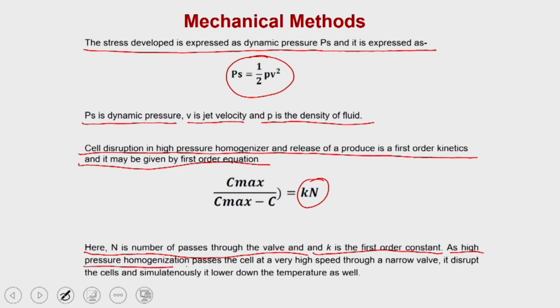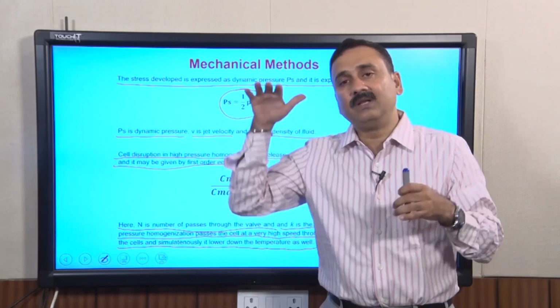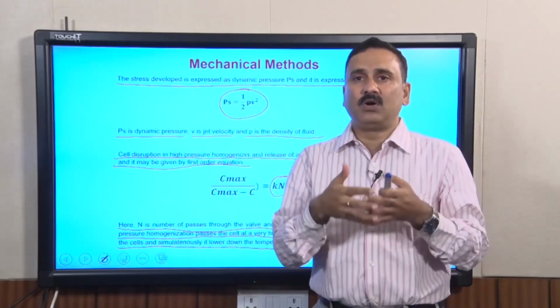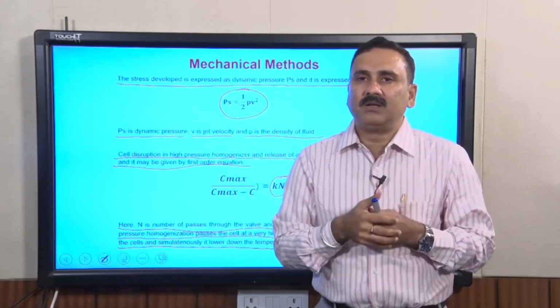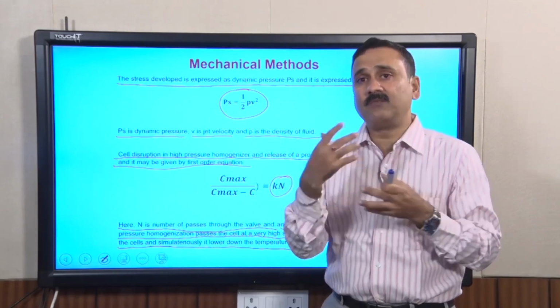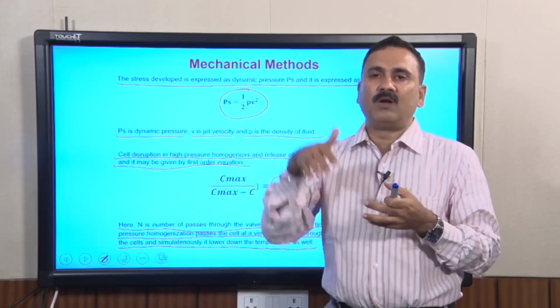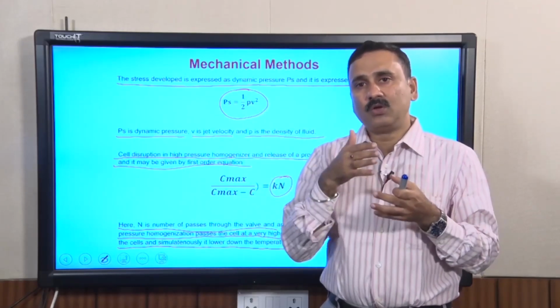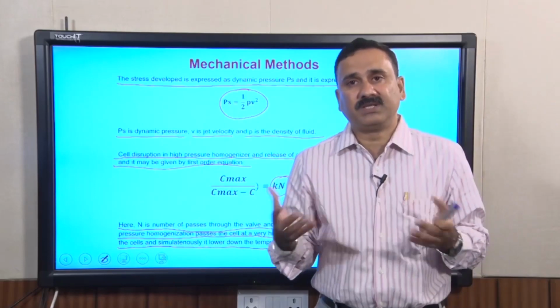As high pressure homogenization passes the cells at a very high speed through a narrow gap, it disrupts the cells, and simultaneously it lowers down the pressure as well. So, that is the advantage. In most of the cases of cell disruption, we have seen that while the process is going on, it is increasing the temperature of the media, because there are friction forces also. Whereas, in these cases, while it is giving the high pressure or passing the liquids through a high pressure, it is also making the system cool, because it is lowering down the temperature as well.